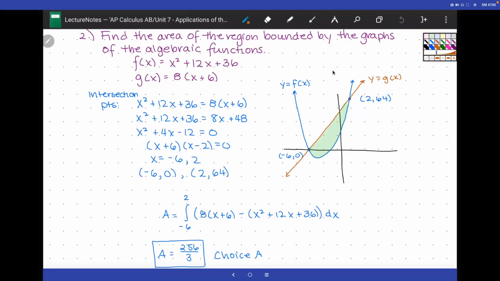But I will say this. Be prepared. The AP exam will expect you to be able to do something like this one by hand. So, make sure that you know how to find the points of intersection by hand. But any questions on this one?